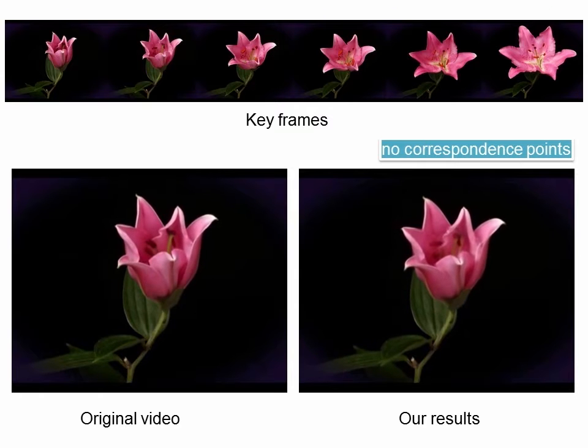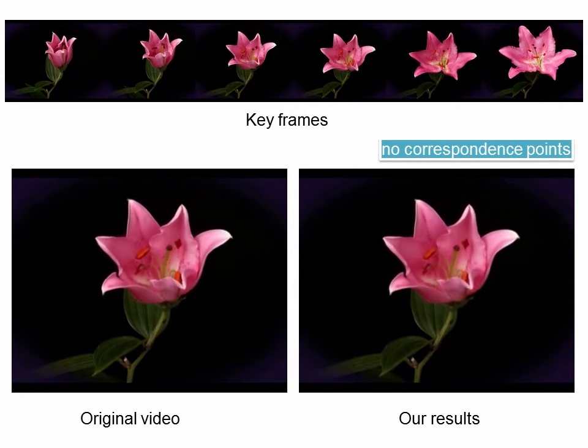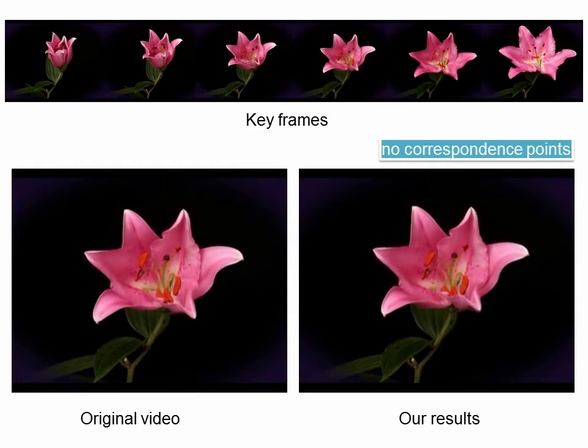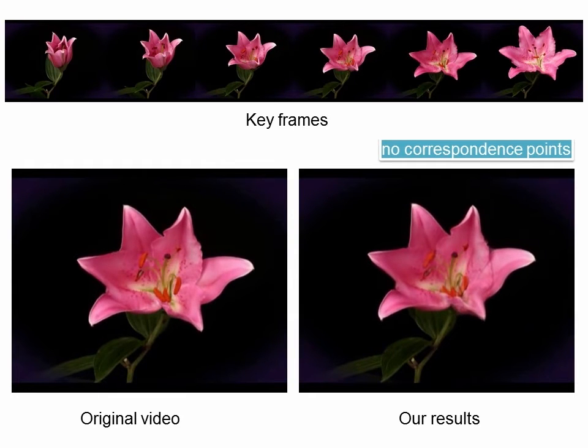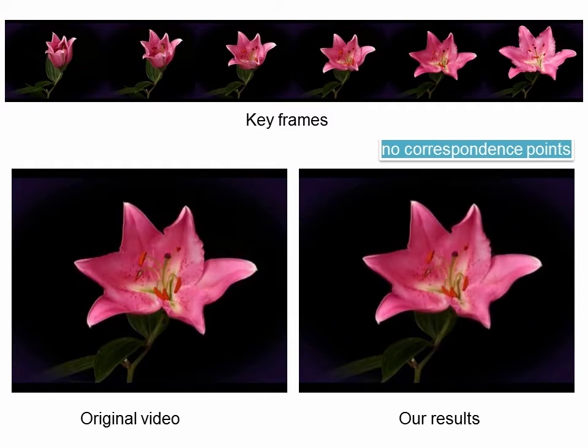And in this example, we used 6 keyframes from a video sequence and interpolate the intermediate frames using our algorithm. Note that our result is comparable to the original video.